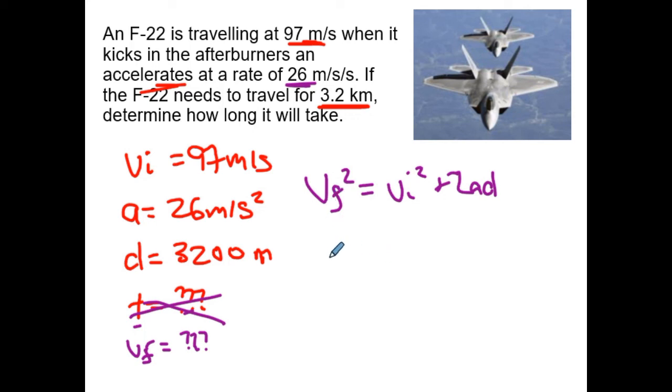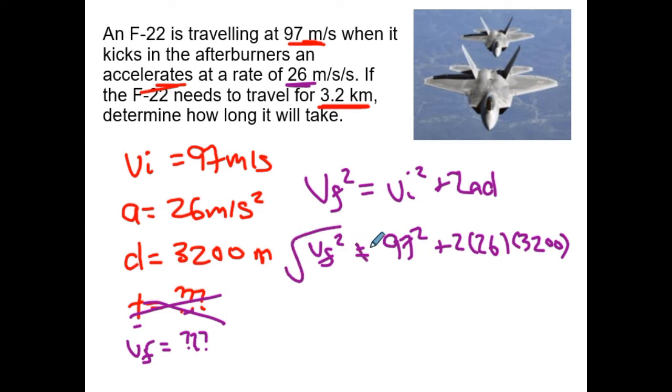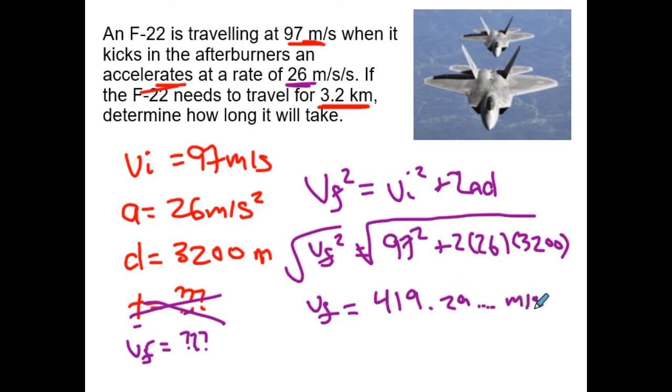So if I plug in the velocity final as what I don't know, I'm going to leave that. Velocity initial was 97. We'll square it. We'll add 2 times 26 times 3200. And when I'm done, don't forget you're going to be square rooting both sides. So velocity final, I'm now solving. 97 squared plus 2 times 26 times 3200 square rooted gives me a final velocity of 419.29, etc. meters per second.